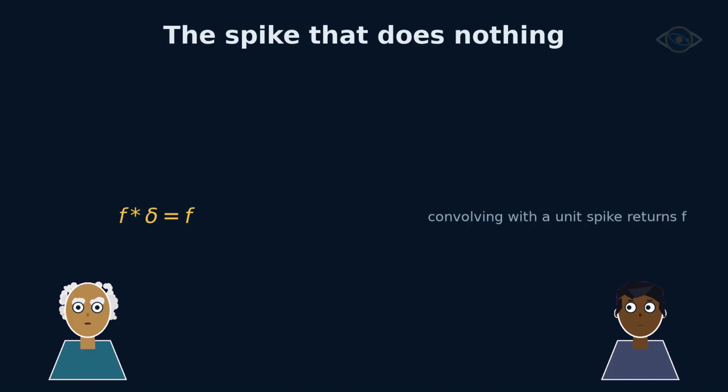There's even an identity element. Convolve any signal with a single perfect spike, and you get the signal back, untouched. The spike is the do-nothing of this world. So the delta spike is to convolution what 1 is to multiplication. Convolution really is its own little algebra.